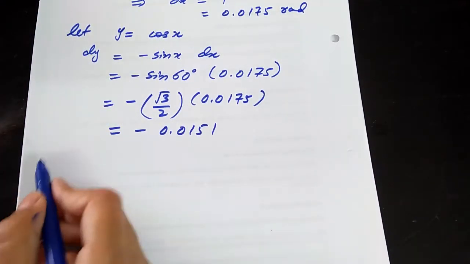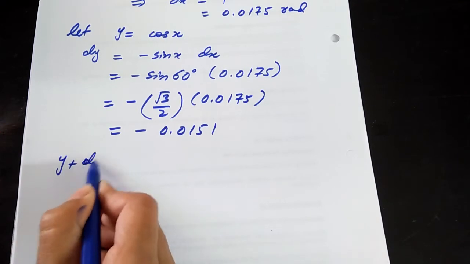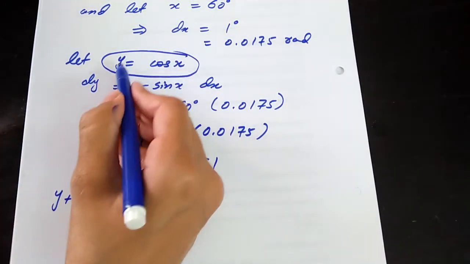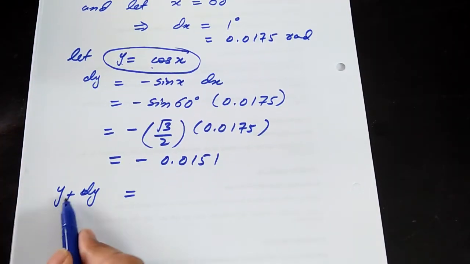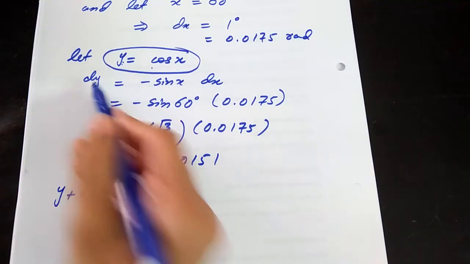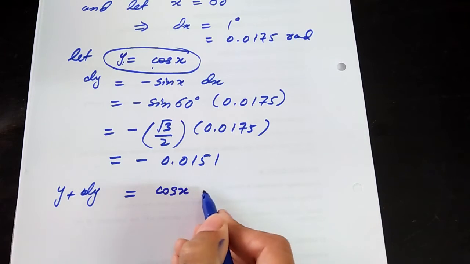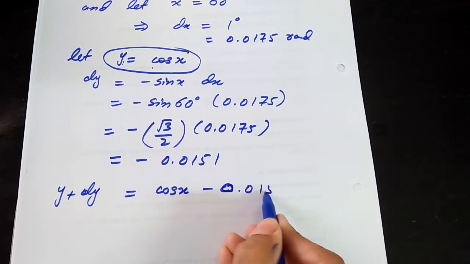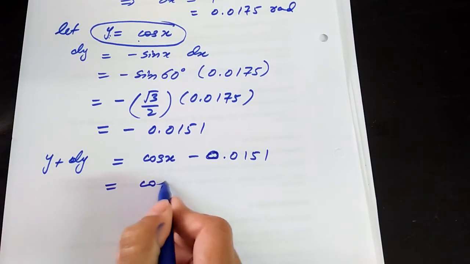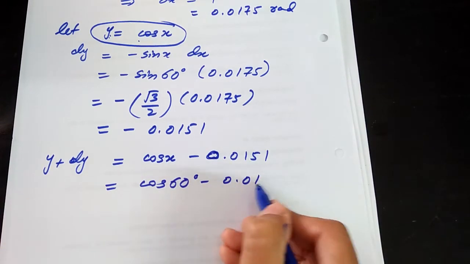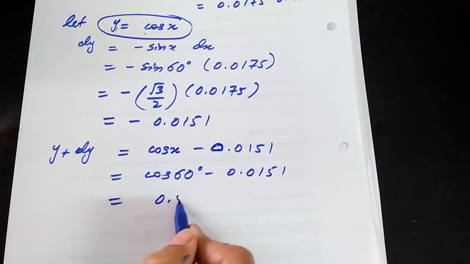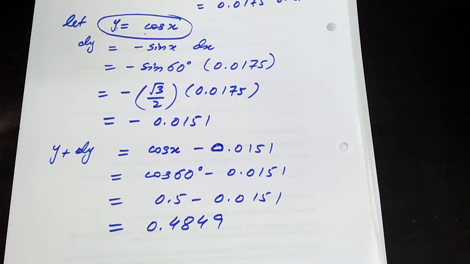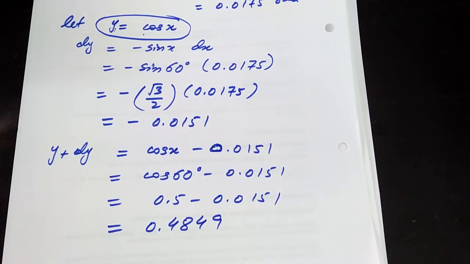Now you can write it like y plus dy, you know that this is your y equals to cos of x. So y plus dy will be equals to cos of x plus dy, and dy value is minus 0.0151. So this will be equals to cos of 60 degree minus 0.0151. This will be equals to 0.5 minus 0.0151. So the answer is 0.4849. So you approximated this cos 61 degree here.